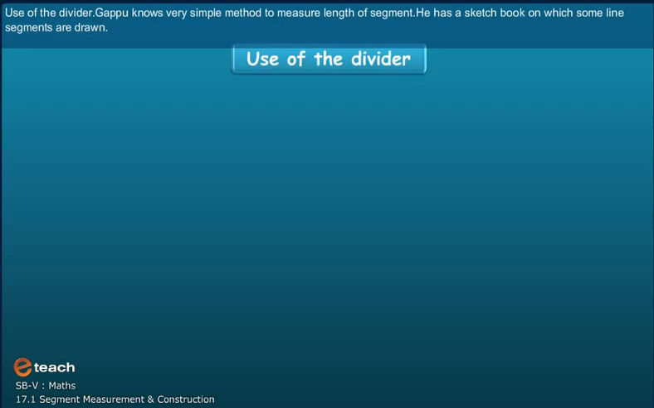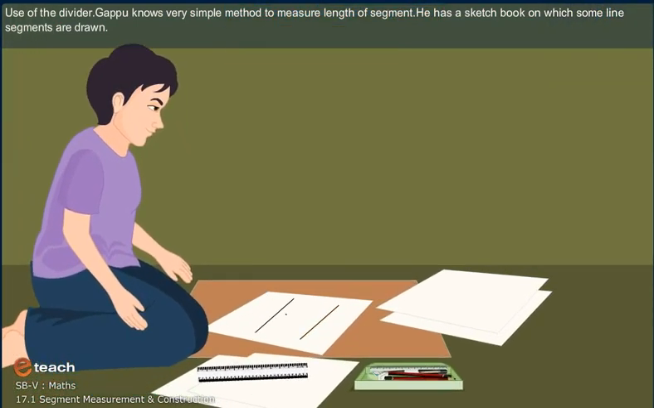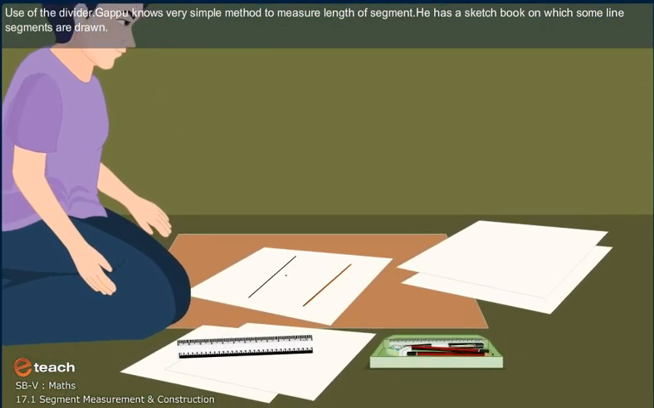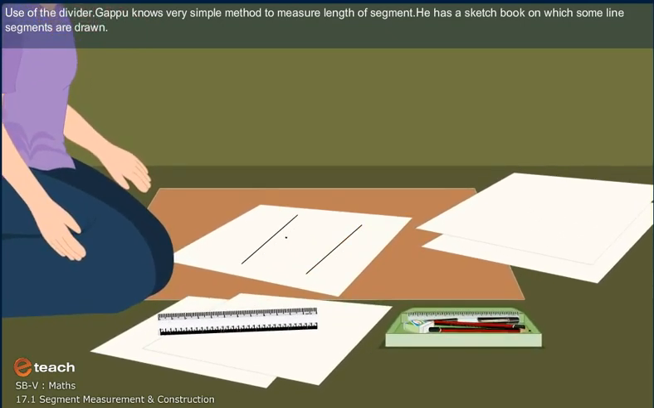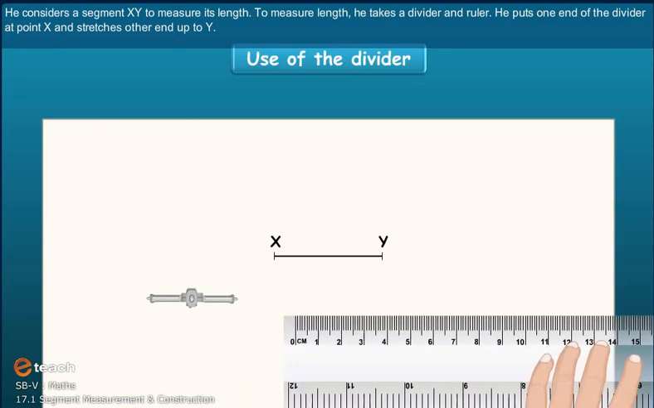Use of the divider. Gappu knows a very simple method to measure length of segment. He has a sketchbook on which some line segments are drawn. He considers a segment XY to measure its length. To measure length, he takes a divider and ruler. He puts one end of the divider at point X and stretches other end up to Y.